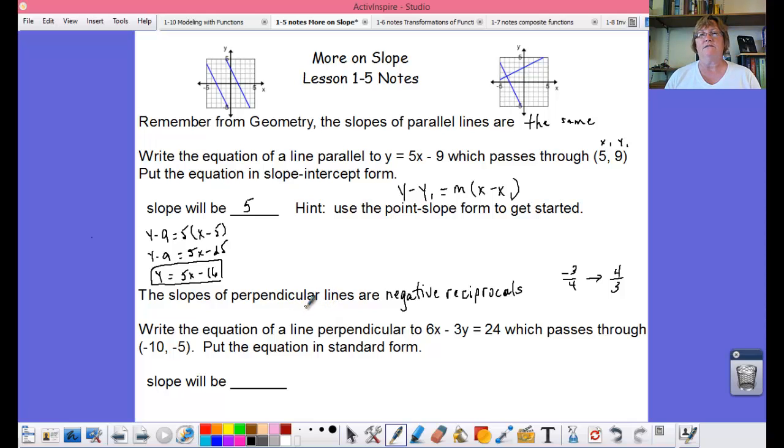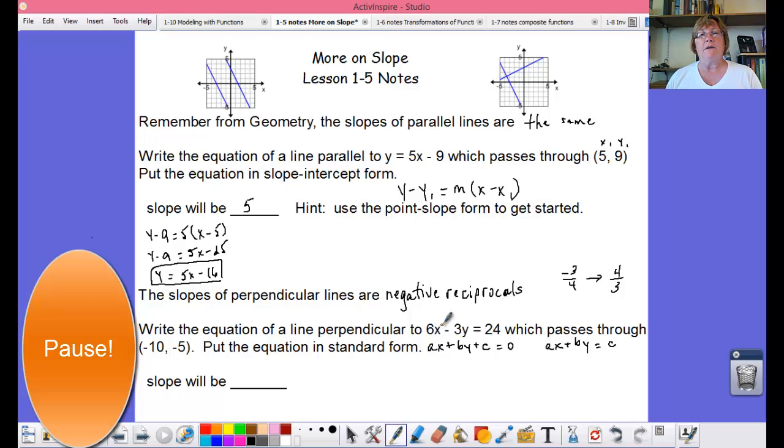Now this activity asks us to write the equation of a line perpendicular to this one, which passes through this point. And we're to put our equation in standard form. Let me just remind you, that's ax plus by plus c equals 0 according to our book. Some places say ax plus by equals c. It doesn't matter to me which of these two that we end up in. But we do have to know the slope of the given line, because the perpendicular line is going to have the negative reciprocal slope. So there are my hints to you.